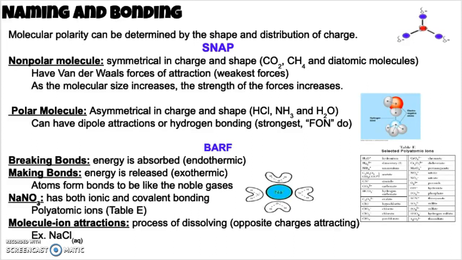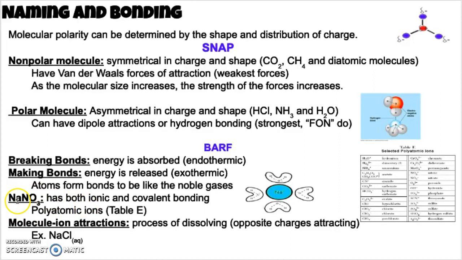Atoms form bonds to be like noble gases. They either lose or gain electrons or share electrons to obtain the stable electron configuration with 8 valence electrons, or 2 if you're hydrogen. Also, something very important to consider is something like NaNO3. NO3 is a polyatomic ion, which you can find on Table E in your reference tables. Nitrogen and oxygen are two nonmetals, so they exhibit covalent bonding. However, when they bond with sodium, that's going to be an ionic bond.